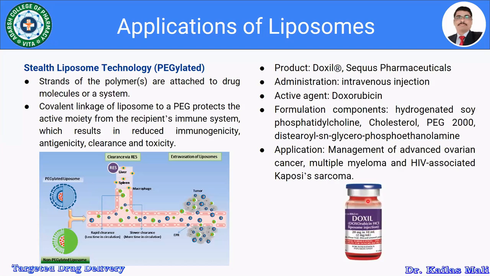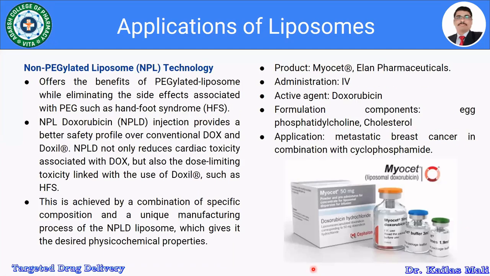So whatever the liposome is, it comprises polyethylene glycol, which protects the active moiety from the recipient's immune system, which results in reduced immunogenicity, antigenicity, clearance, and toxicity. So this is about the stealth liposomal technology used to treat certain cancers like ovarian cancer, multiple myeloma, and HIV-associated Kaposi sarcoma.